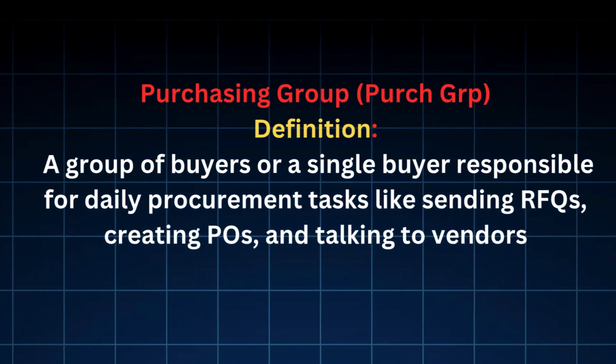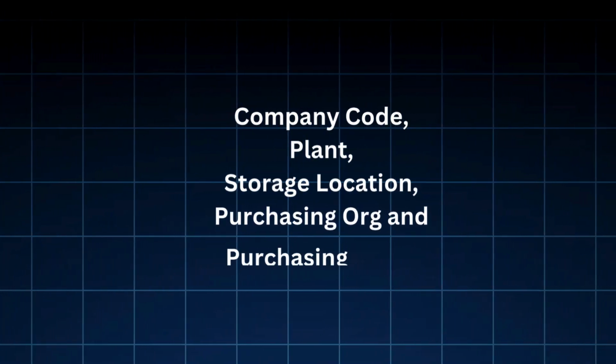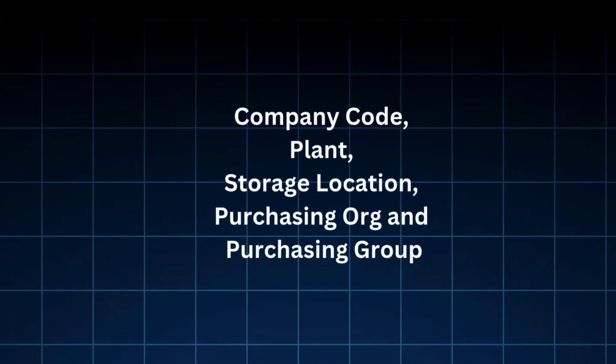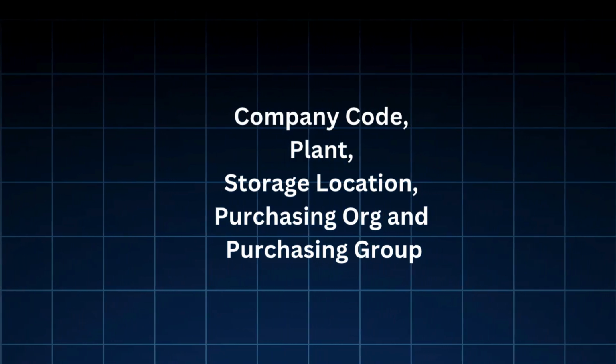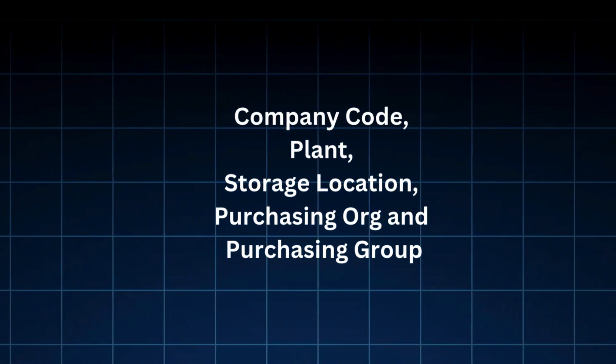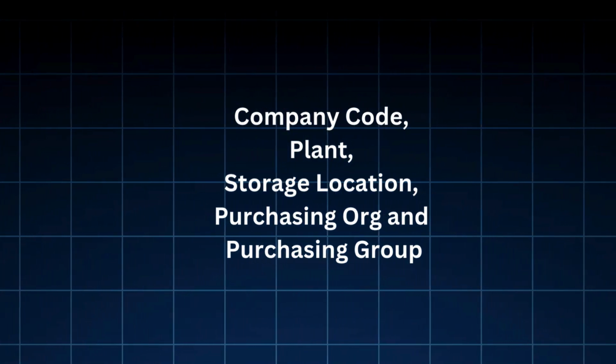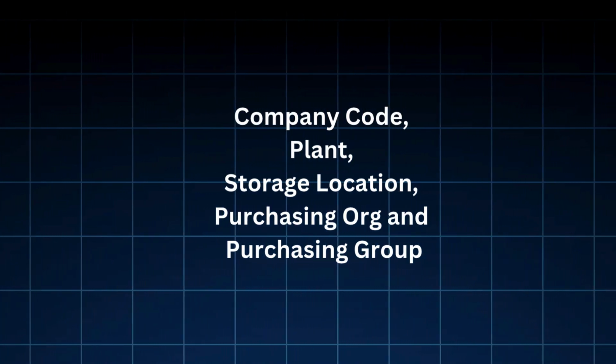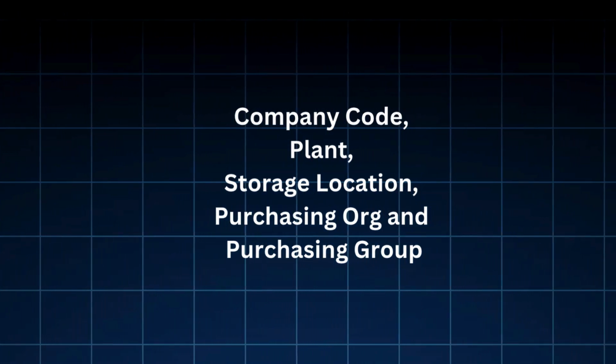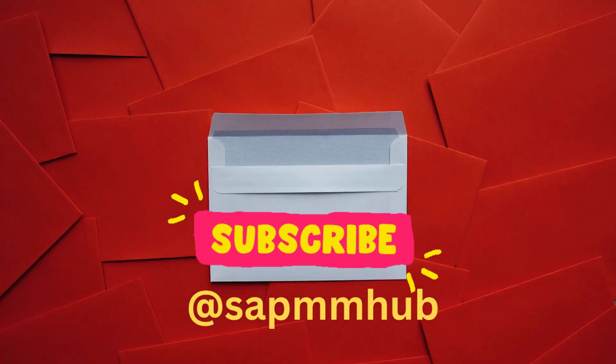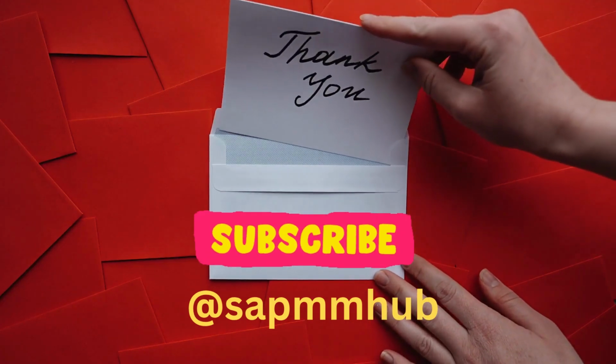When you create a purchase order, SAP checks company code, purchasing organization, purchasing group, plant and storage location. This linkage makes procurement and inventory flow smoothly. Here are important things to remember. One plant always belongs to one company code, but one purchasing organization can serve multiple plants. This is the complete organization structure.